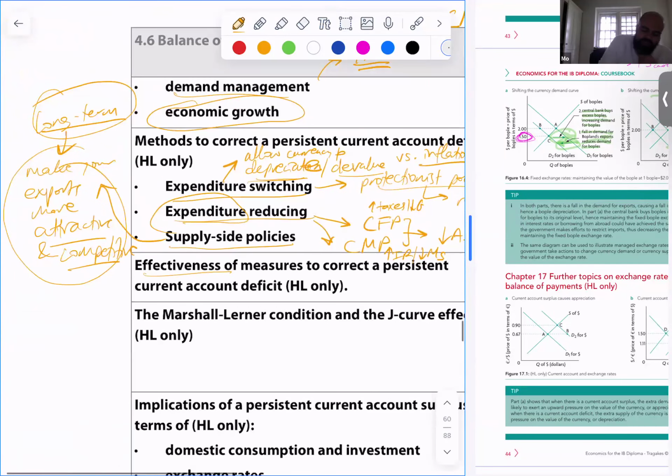Supply side policies are long-term focused. They won't really fix the deficit in the short run. This is a big problem. Number two, they're quite expensive, especially interventionist supply side policies.